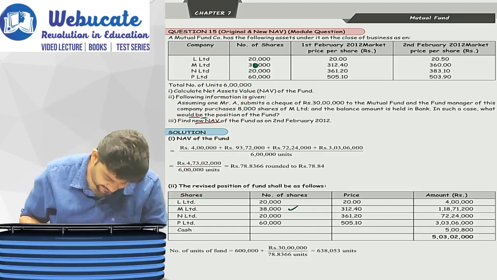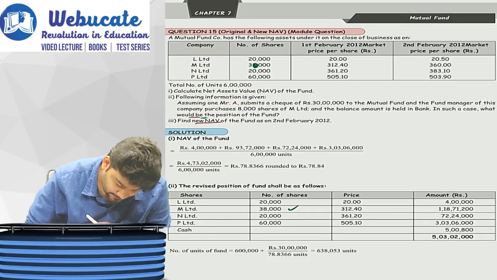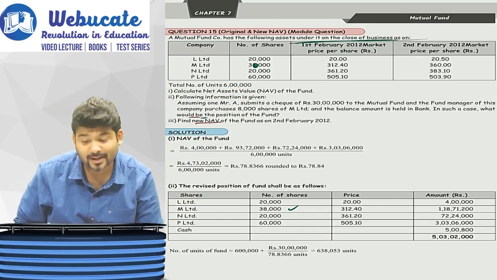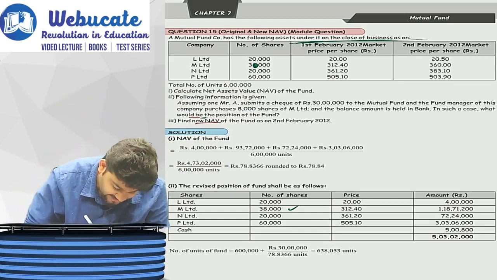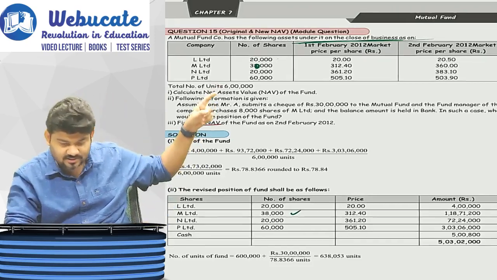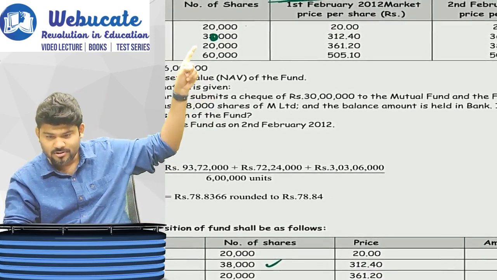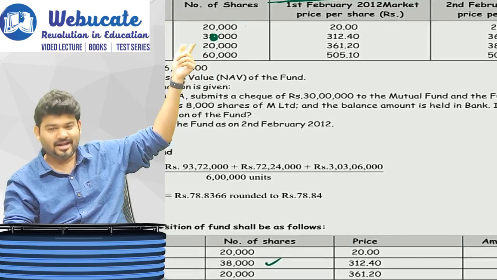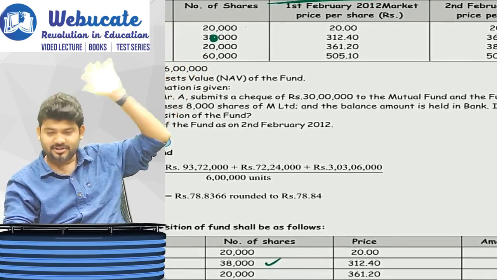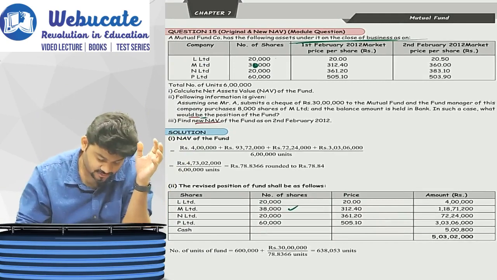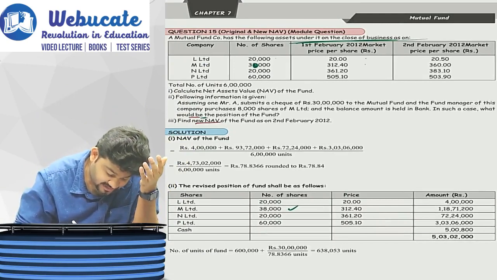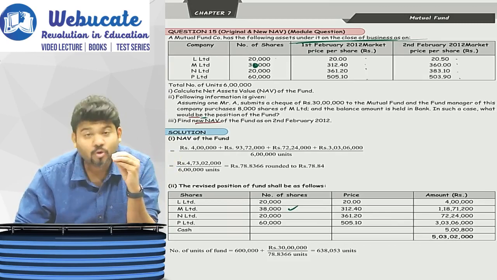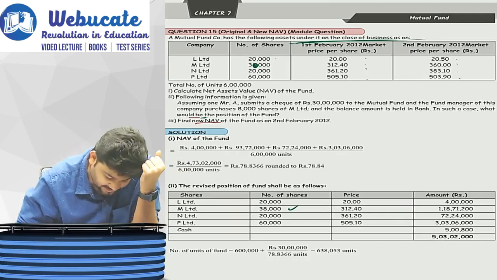Let's start. A mutual fund company has the following assets under it on the close of the business. LMNP Limited. Number of shares 20,000. C. Here it is 30,000. I don't know what is printed in your book, but the PDF that I have is showing 38,000, but this is 30,000. So probably it can be 30,000 in your book, or if it is 38, change it to 30,000. 20,000 and 60,000. First Feb market price per share is given. Second Feb market price per share is given. Total number of units outstanding 6 lakh units is given.